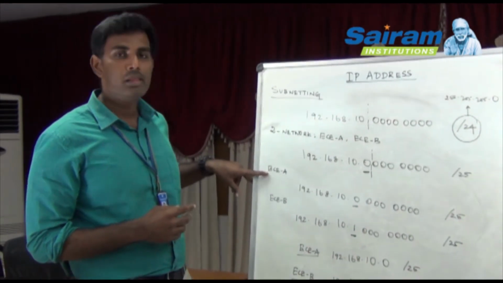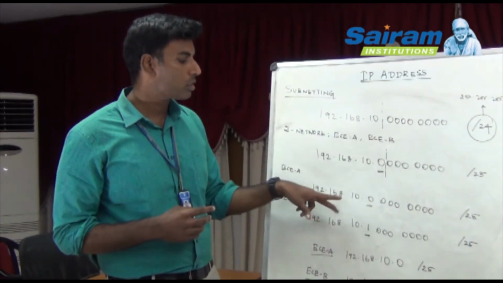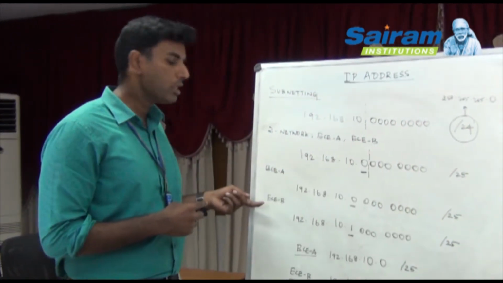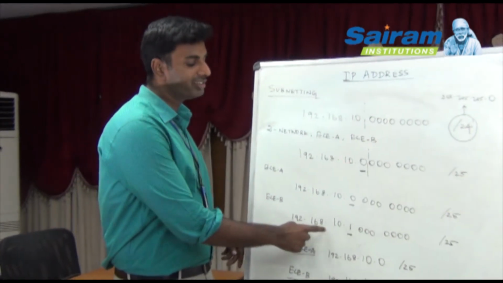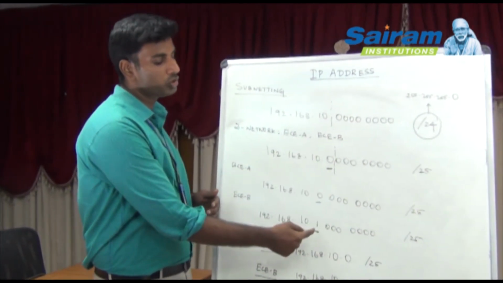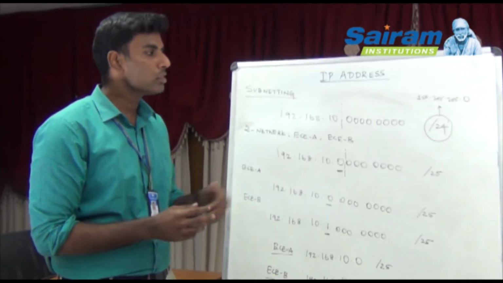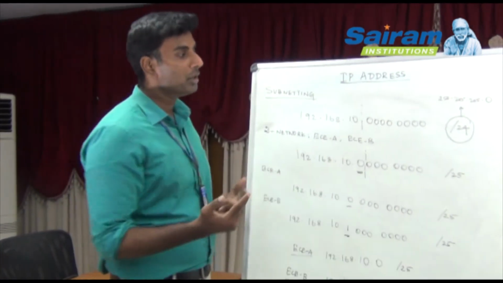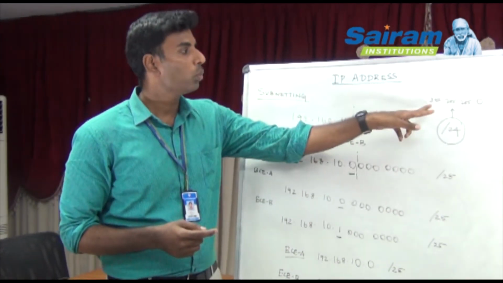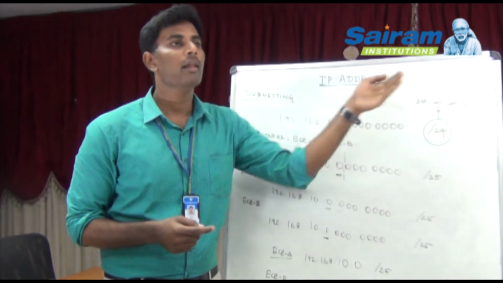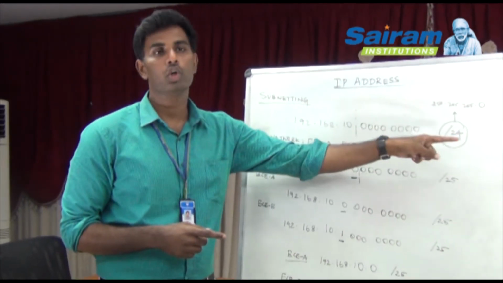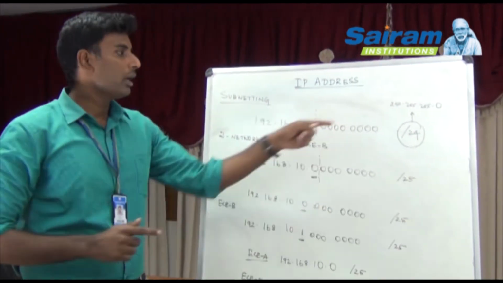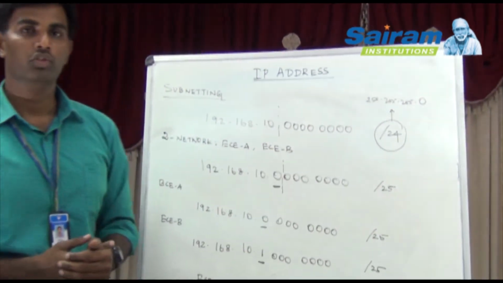So the first network, ECEA, will have 192.168.10.0.000.0000, and the second network, ECEB, will have 192.168.10.1. That 0 is changed to 1 and then all others 0. You can see that I have written a prefix value from the subnet mask. You will remember the subnet mask for this particular network is 255.255.255.0. The alternate way of representation is /24. Why /24? Because all the 24 bits are 1 in the subnet mask and the last 8 bits are 0.